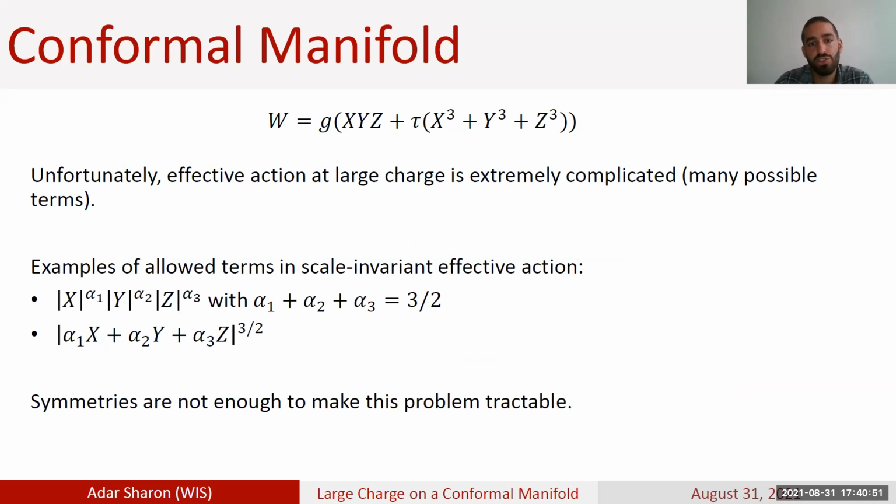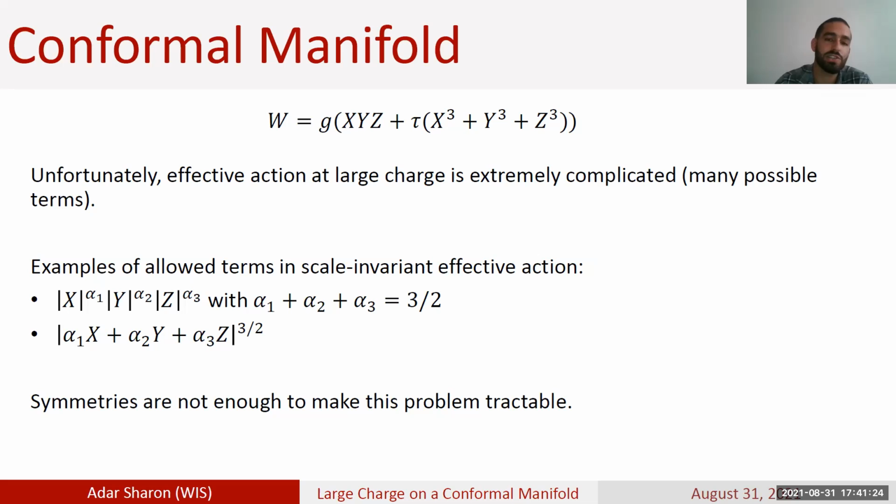What you'd like to do at large charge is to write down the effective action for this theory at large charge, assuming conformal invariance and all the symmetries and so on. The problem is that unlike the X cubed model that we discussed before, the effective action is much more complicated here because we have 3 different chiral superfields. So in the effective action, there are many more possible terms that you can add. There's not just one term that you can add. So I've written down some examples of these allowed terms. All of these are allowed by the continuous symmetries and by the scale invariance.